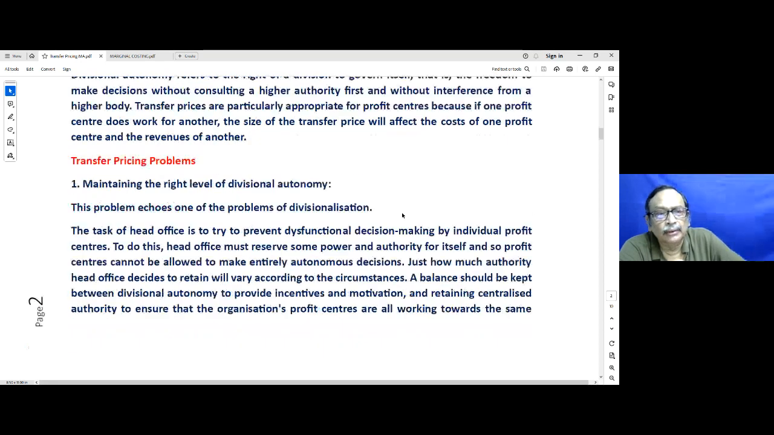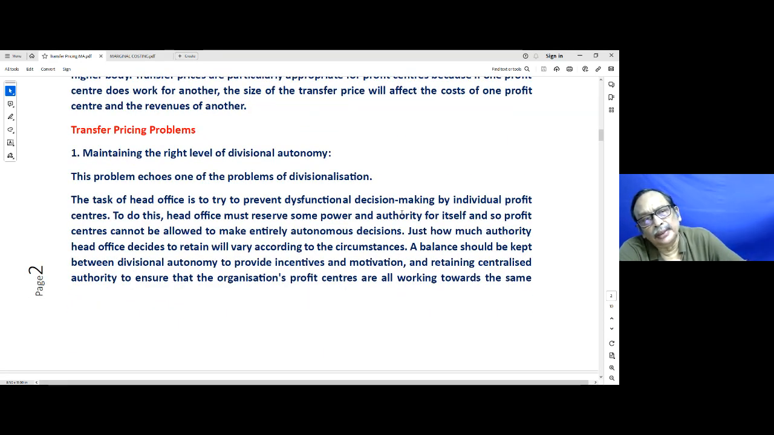Now we are coming to transfer pricing problems. Number one, maintaining the right level of divisional autonomy. So it is not always feasible to maintain divisional autonomy, and this is nothing but the problem of divisionalization. Now, if the divisional autonomy is not actually being maintained, then the managers of both the divisions, that is selling and buying divisions, will not be motivated to make the transfer. So that's why maintaining the right level of divisional autonomy is very much required.